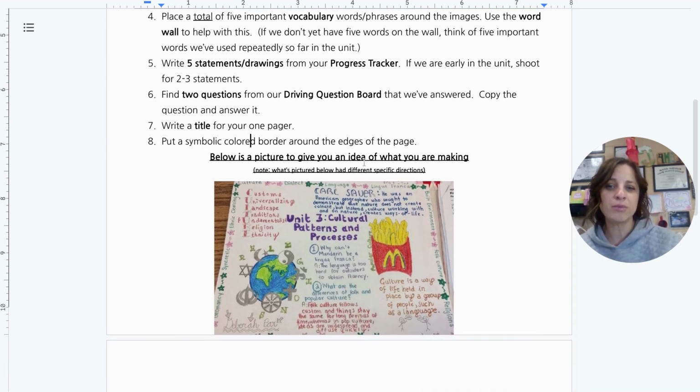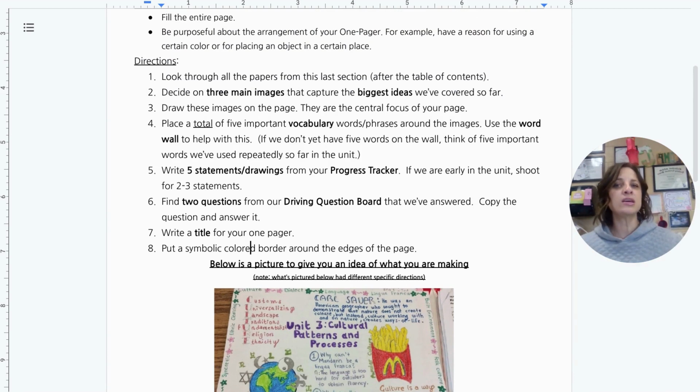I also have an example of one right here. This is from a social studies class, but you can see those main pictures right here, the border and the information, color, visual. And the most important thing is that the kids are actively spending time looking at what we've covered so far and reviewing it. That's the whole purpose of this activity.